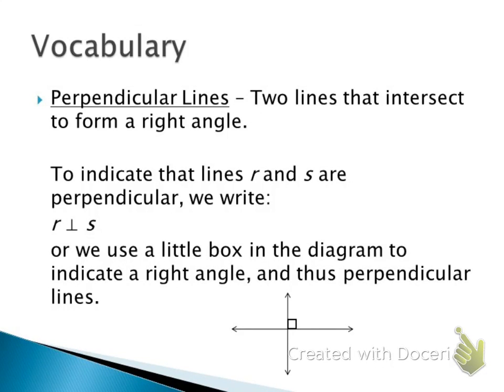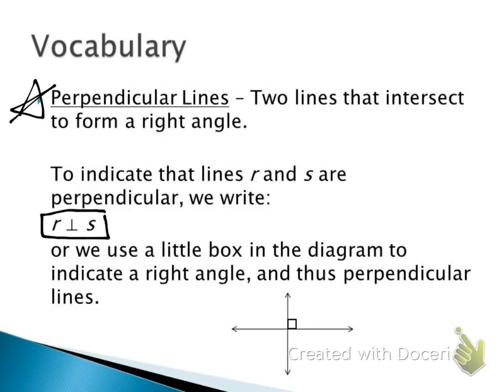Alright, here's your next definition. These are perpendicular lines. I don't think we've ever actually defined these in your notes, so this is definitely a good one to write down. Just like last time, just the definition and then the symbol will be just fine. Perpendicular lines are lines that intersect to form right angles.